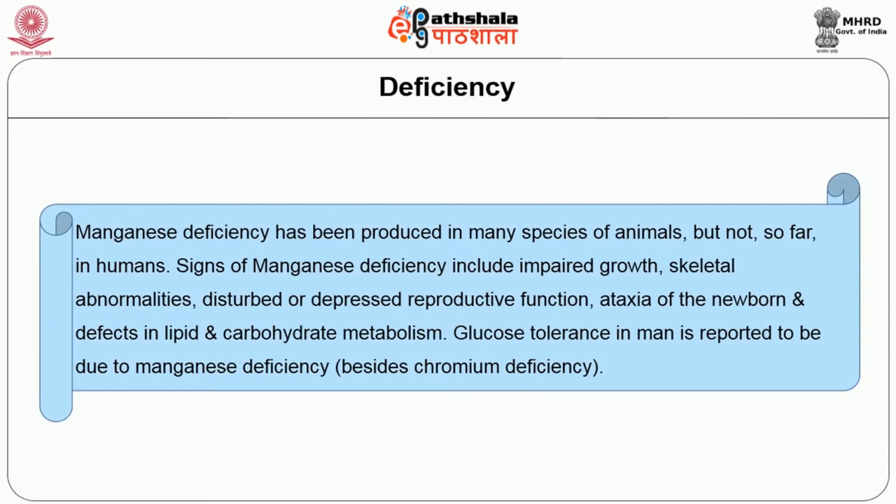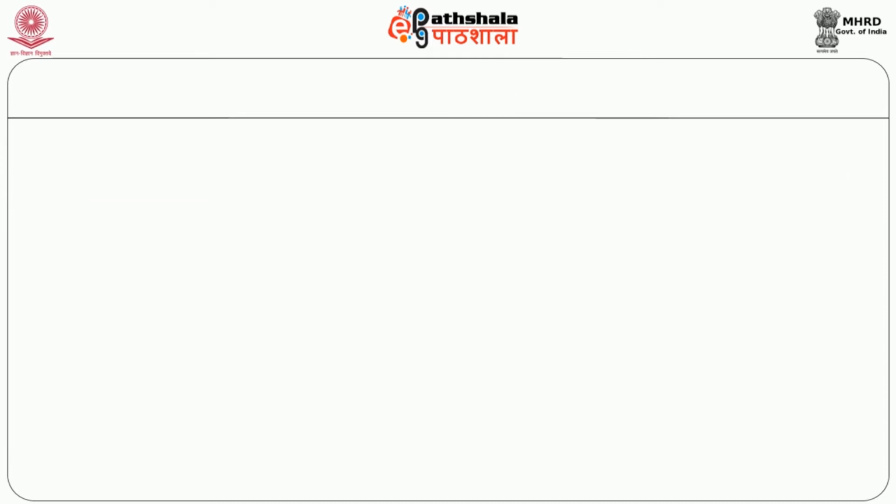Deficiency. Manganese deficiency has been reported in many species of animals but not so far in humans. Signs of manganese deficiency include impaired growth, skeletal abnormalities, disturbed or depressed reproductive function, ataxia of the newborn, and defects in lipid and carbohydrate metabolism. Impaired glucose tolerance in man is reported to be due to manganese deficiency besides chromium deficiency.